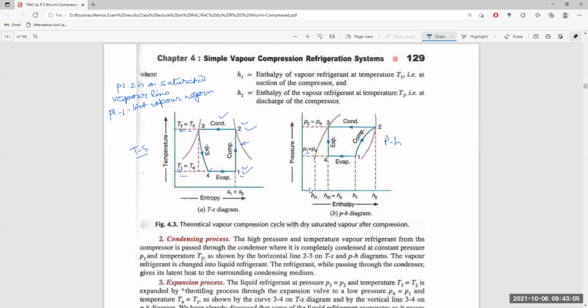Next, let us go to the condensing process. Here it is at high pressure as well as high temperature. High pressure, P2, is the highest pressure of the system, and high temperature, T2, is the highest temperature.